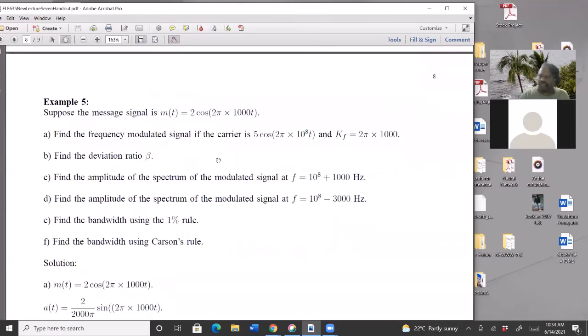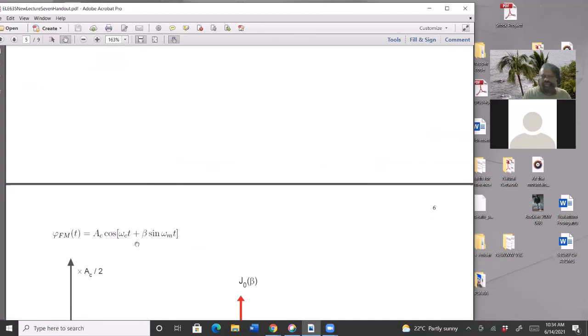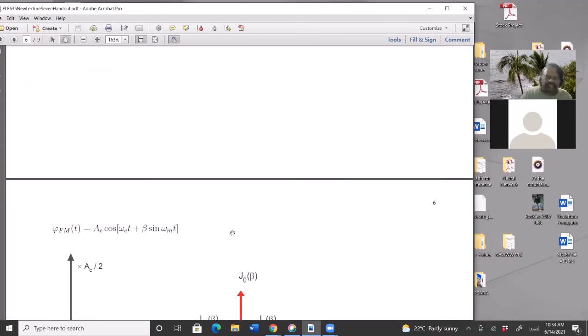Okay, now here we have a more complicated example, slightly more complicated. So in this case, the message signal is this. So what do we know? The Ac is 2 and the frequency Fm is 1000 Hertz. Find the frequency modulated signal if the carrier is this and Kf is this. Here I have derived that, but if you want, you can directly go and plug in. You can always start with this equation if you can calculate beta, but maybe that's what I did.